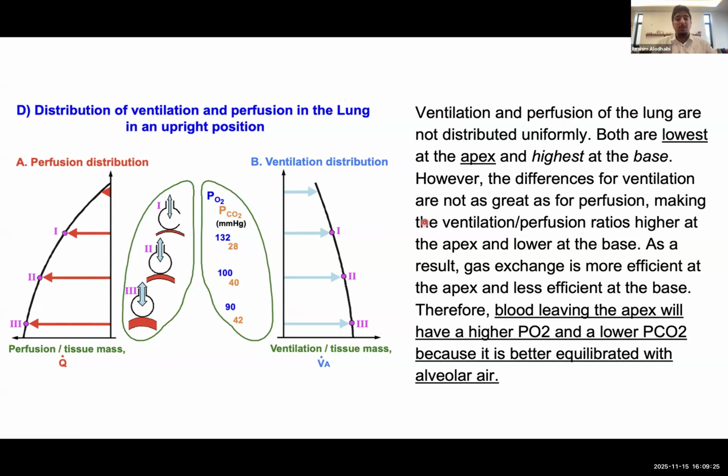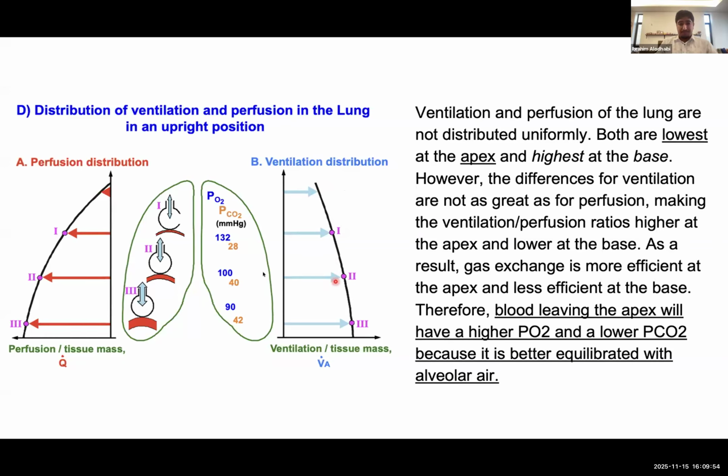As we know, and as seen in this diagram, ventilation and perfusion of the lungs are not distributed evenly. They are both the lowest at the apex and the highest at the base. But the differences for ventilation are not as great as for perfusion. Let's look at this diagram here. We can see that the perfusion at the apex of the lung is very, very low. But the ventilation is a bit higher. It is less than it would be at the base, but it is a bit higher.